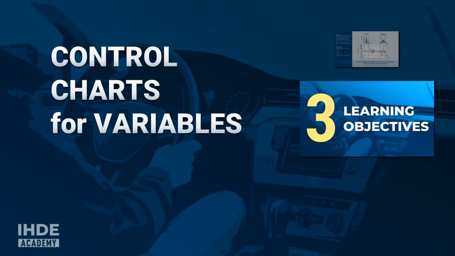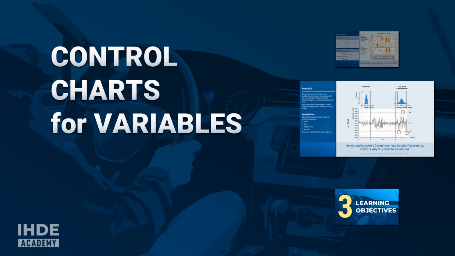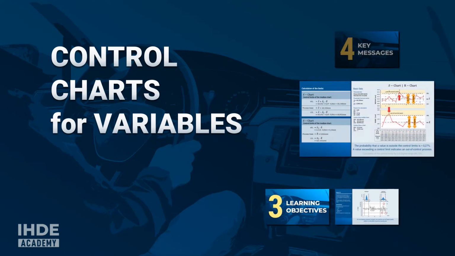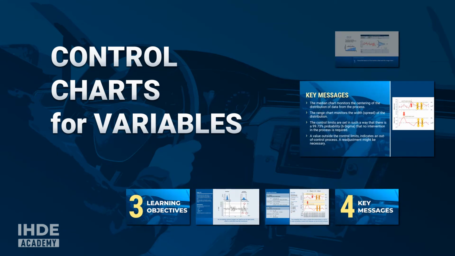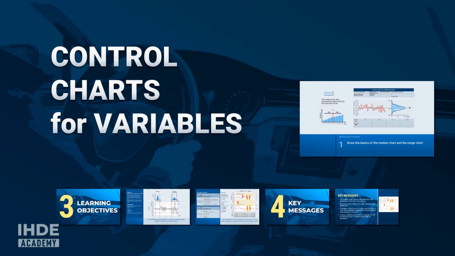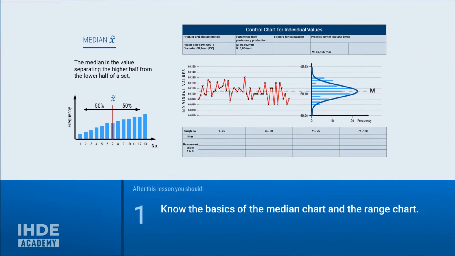Changes in the process location and the spread can lead to out-of-specification products. In this lesson, you will learn how to create a median chart and a range chart. And hello again to this lesson, which essentially has 3 learning objectives.